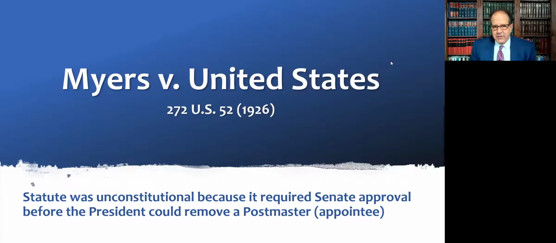So again, we're talking about the old case, Myers versus United States from 1926. The bottom line is the Supreme Court holds that a statute is unconstitutional in this case because it required Senate approval before the president could remove one of his appointees. And we're talking about a postmaster in a local satellite office of the post office.